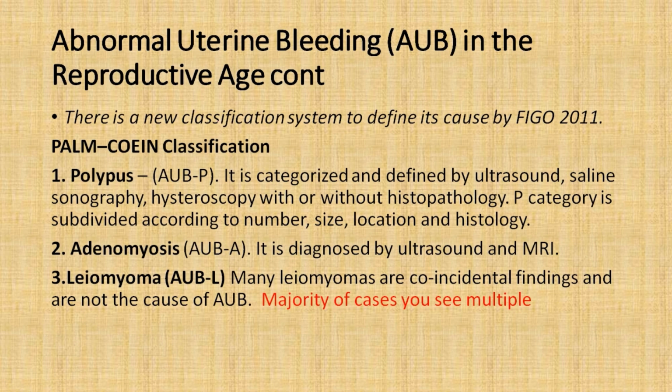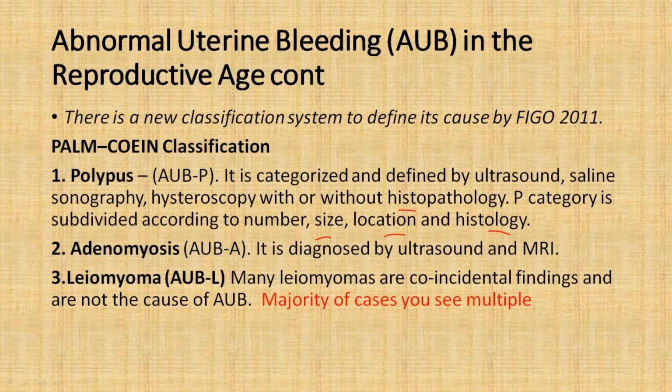So there is a new classification system to define its cause by FIGO 2011, the PALM-COEIN classification. One, we have polyps, that's AUB-P. It is categorized and defined by ultrasound, saline sonography, hysteroscopy with or without histopathology. The P category is subdivided according to number, size, location, and histology.